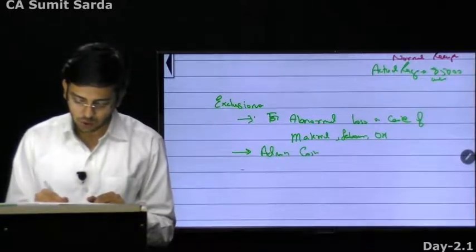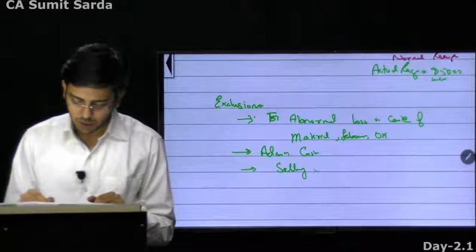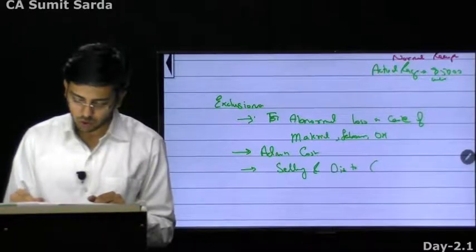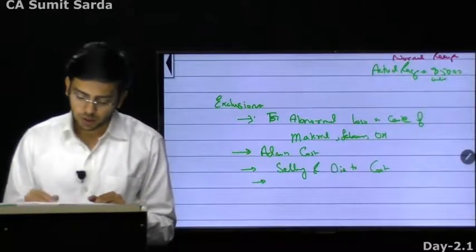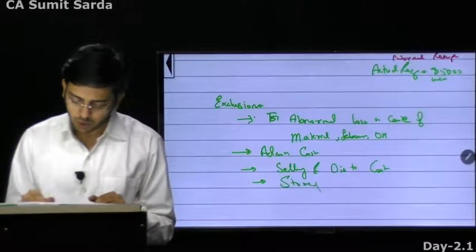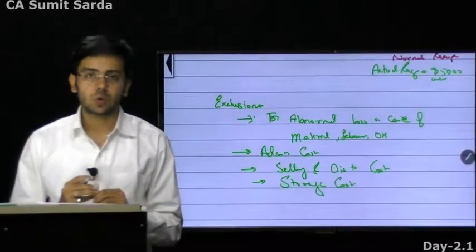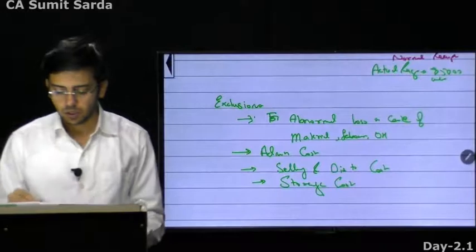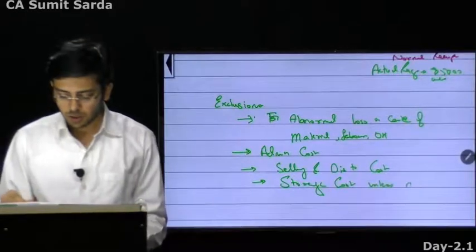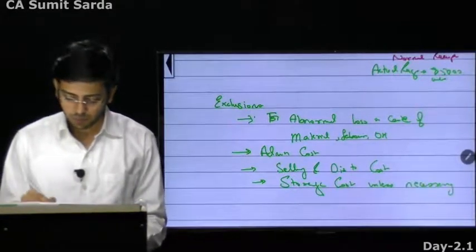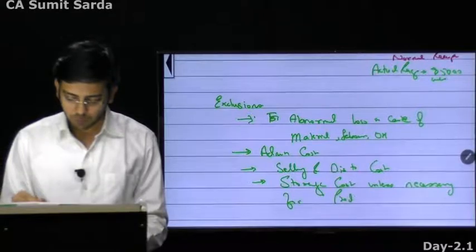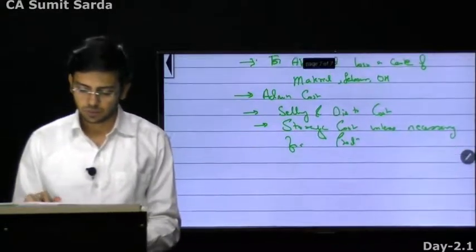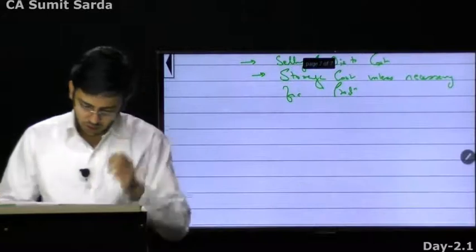Administration cost is to be excluded. Selling and distribution cost is to be excluded. There is one more cost that is to be excluded, which is the storage cost. We call it a storage cost, unless necessary for production. Now try to understand, my friend.